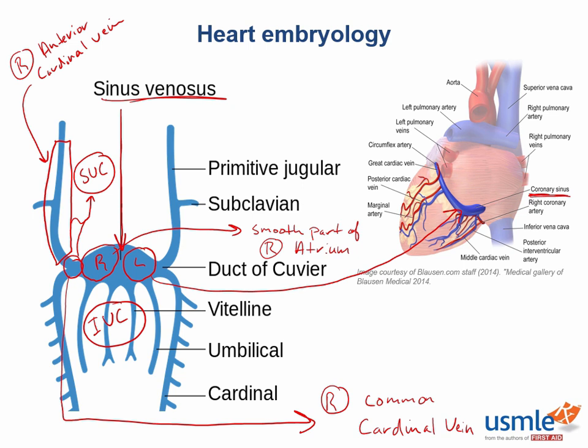And that makes sense. So just to make sure we're clear, the right anterior cardinal vein and the right common cardinal vein join to form the superior vena cava. This will empty blood into the right horn of the sinus venosus, which will end up forming the smooth part of the right atrium. And in the adult form, this is exactly what we'd expect. The superior vena cava empties blood into the right atrium.